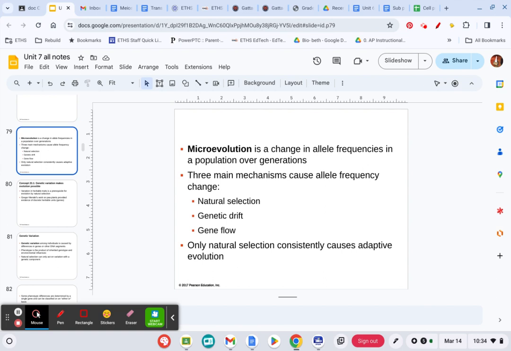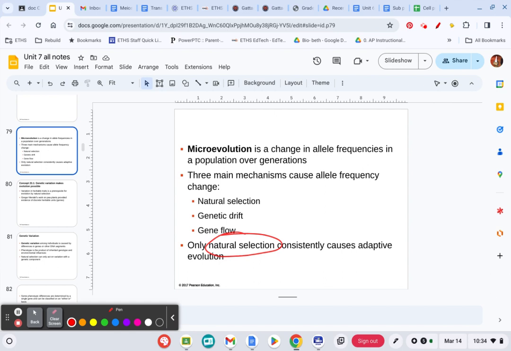Changes in genotype or gene frequency or allele frequency are caused by three different things, and we're going to talk about each one of those in turn. Natural selection, genetic drift, and gene flow. The only one, however, that is really helpful for a population and is always going to cause the population to be better off is natural selection. So that's the only one that's going to give adaptive evolution consistently.